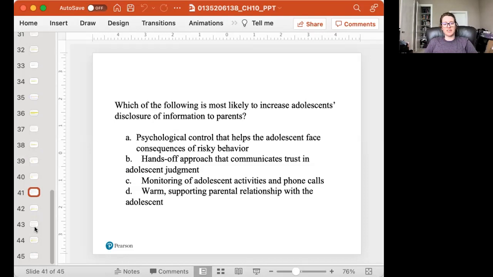Which of the following is most likely to increase adolescents' disclosure of information to parents? A, psychological control that helps the adolescent face consequences of risky behavior. B, hands-off approach that communicates trust in adolescent judgment. C, monitoring of adolescent activities and phone calls, or D, warm supporting parental relationship with the adolescent. D, warm supporting parental relationship with the adolescent.